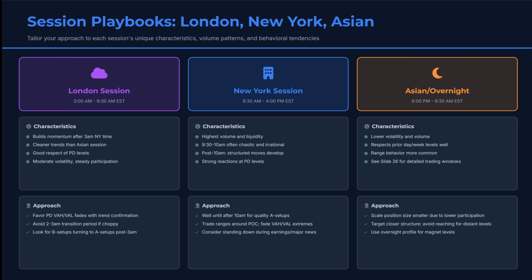Approach for the London session. Here's how you want to trade London. First, favor previous day VAH or VAL fades with trend confirmation. This means if price approaches PDVAH and you're in a bearish trend on your 1-minute chart, you're looking to fade that level, short from resistance. If price approaches PDVAL and you're in a bullish trend, you're looking to buy from support.